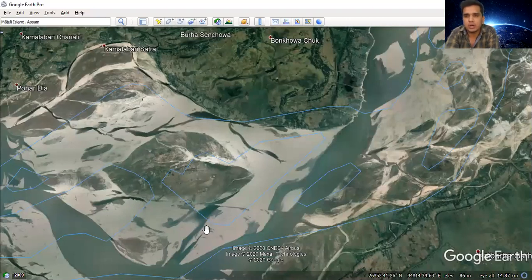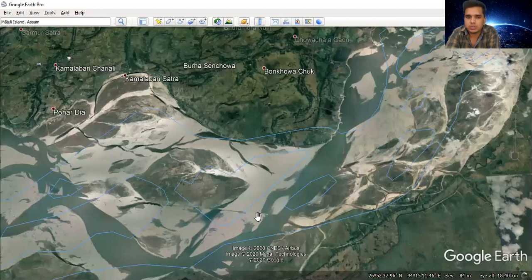Island is basically the concept in sea and ocean. We don't see the island in between the rivers. This is the only island that is in the river in India. Otherwise, in the world it may be possible that at some place it is there.